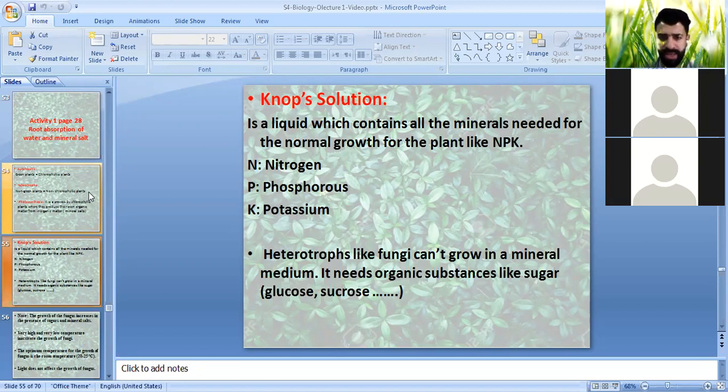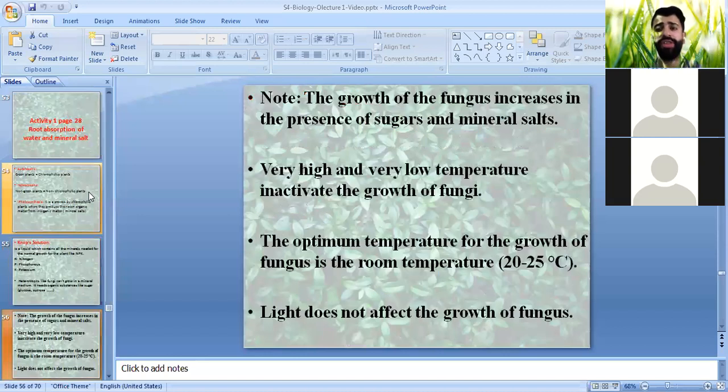So NPK. Heterotrophs: one example of heterotrophs is fungi. So fungi cannot grow in a mineral medium. They need organic substances like glucose, sucrose, and others. The growth of the fungus increases in the presence of sugars. So they take sugars and minerals. Very high and very low temperatures inactivate the growth of fungi. The optimum temperature for their growth is room temperature, about 20 to 25 degrees Celsius.